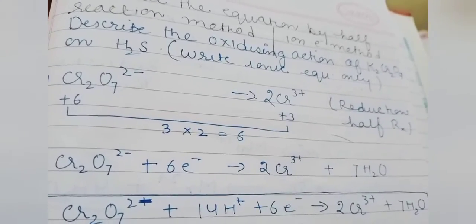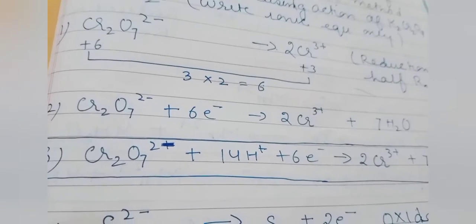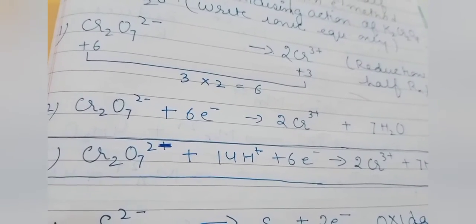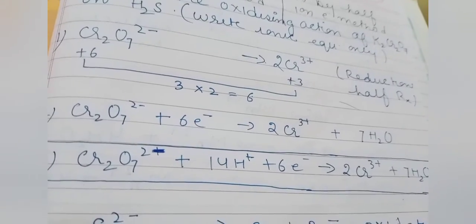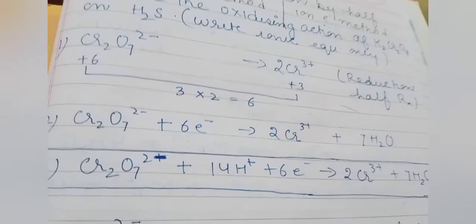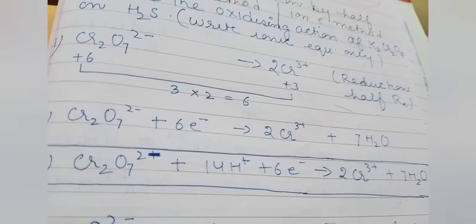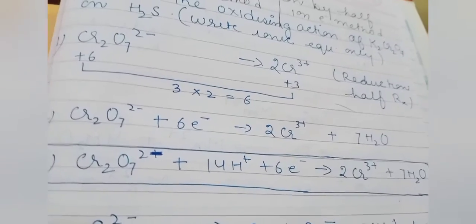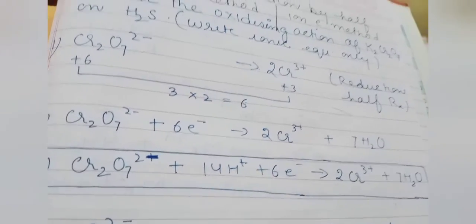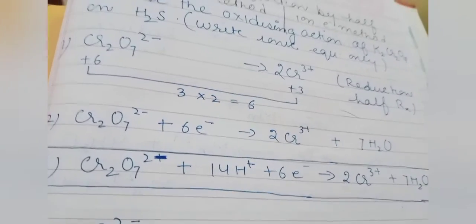As the reaction is a reduction half reaction, therefore we have to add electrons on reactant side. Therefore in second equation you can see Cr2O7 2 negative plus 6 electrons gives chromium 3 positive ion. Here we will balance chromium, that is on reactant side 2 chromium, therefore on product side also 2 chromium ions. On reactant side there are 7 oxygen, so on product side we will add 7 water. To balance the oxygen we have to add water on the side which is deficient in oxygen.